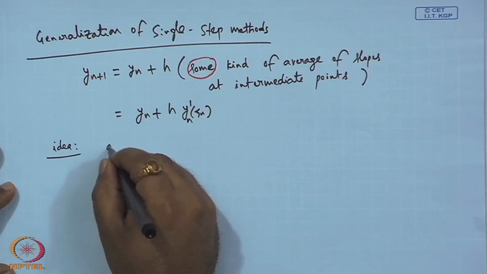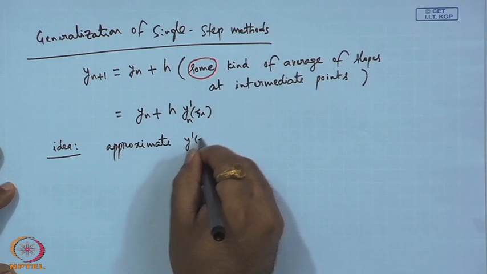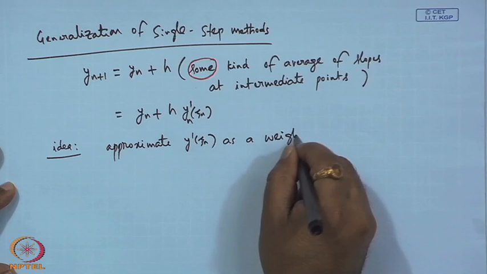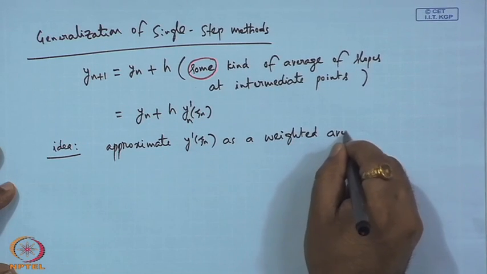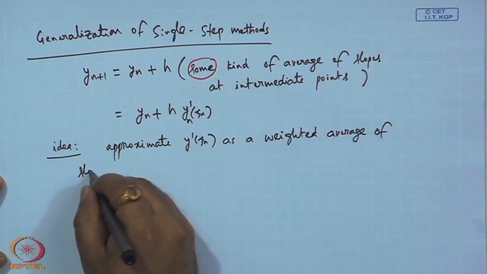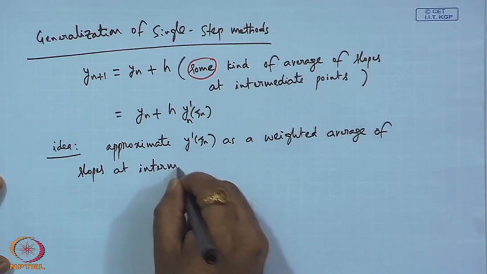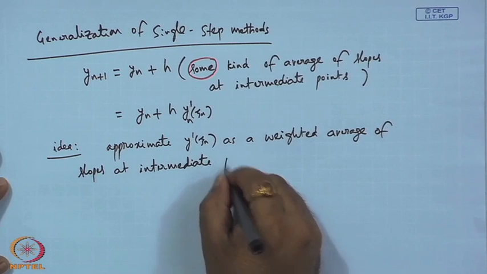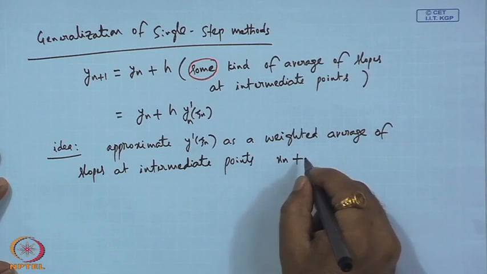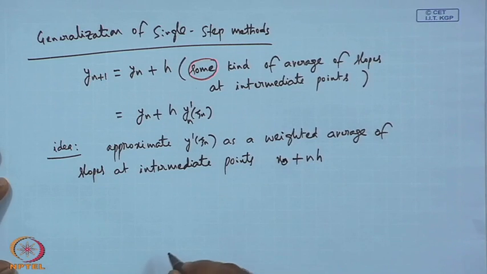So, what is the general idea? Approximate y dash of zeta n as a weighted average of slopes at intermediate points x n plus, say, x 0 plus n h. Okay.